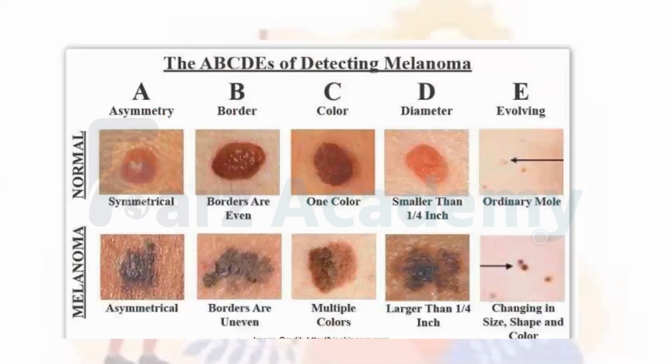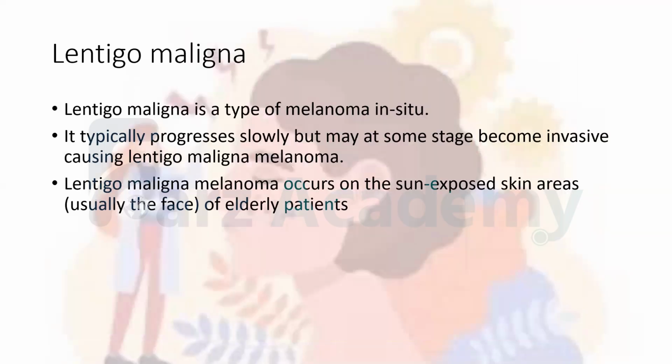So this is again the ABCDE, where you can see in normal skin how it is symmetrical, whereas malignant melanoma will be asymmetric. Borders are irregular. There will be multiple color variations. Diameter will be more than 7 millimeters or 1/4 of an inch, and there will also be evolution of the lesion, a rapidly progressive lesion.